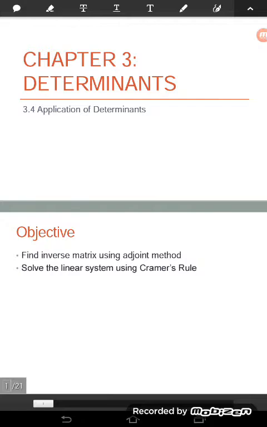So our lesson today is on application of determinants. So the first objective is that you can find the inverse matrix using the adjoint method, and the second objective is to solve a linear system using Cramer's rule. Okay, so kita ada dua lah. So the adjoint method and Cramer's rule.